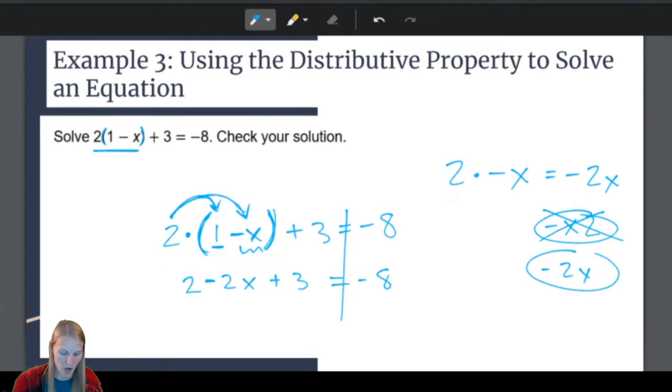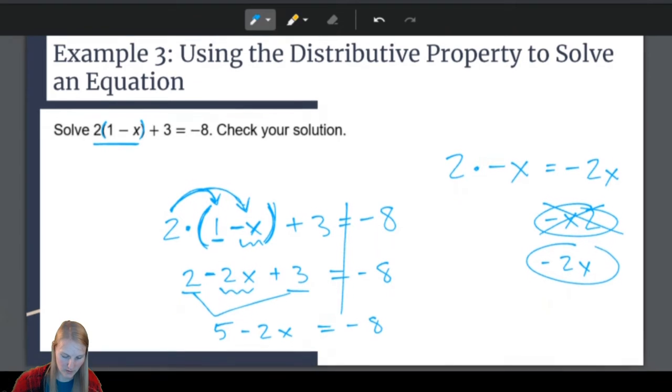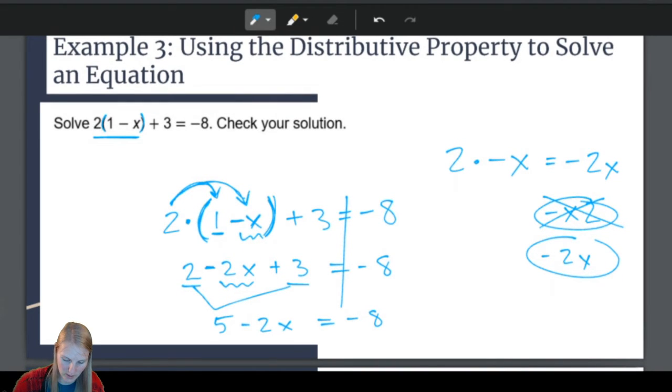So, now we're going to combine like terms, just like in the last video and in our entry task. I have an orange, an apple, and an orange. So I can put my oranges together. 2 plus 3 is 5. Minus 2x equals negative 8. I am running out of space here. So let's rewrite it. I'm just going to rewrite this exact same equation over here so I have more space. Okay. 5 minus 2x equals negative 8.